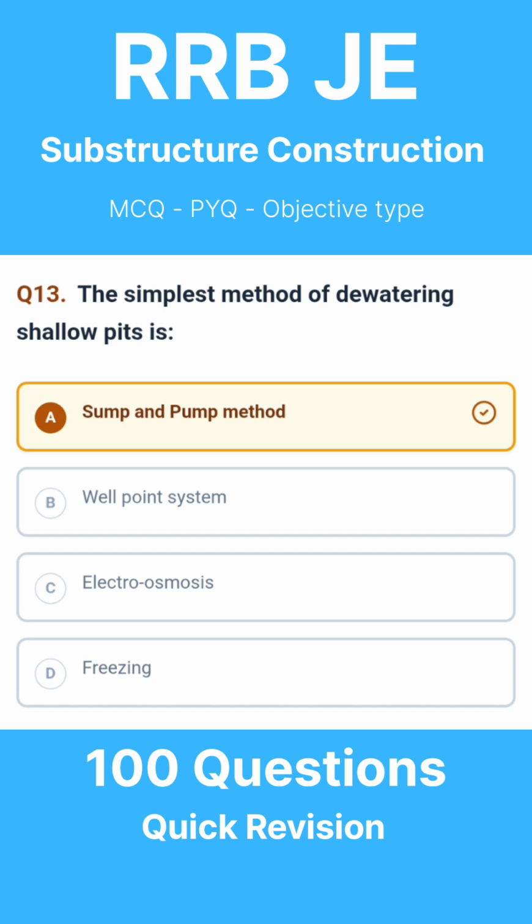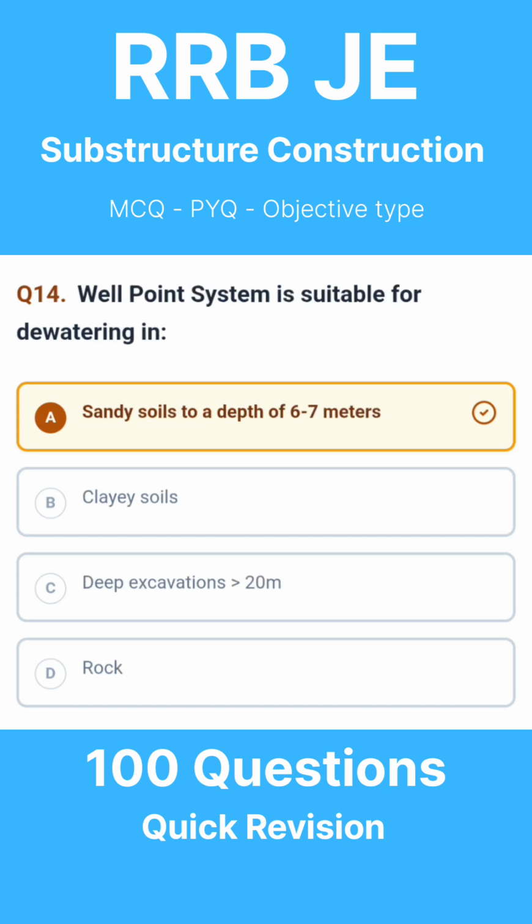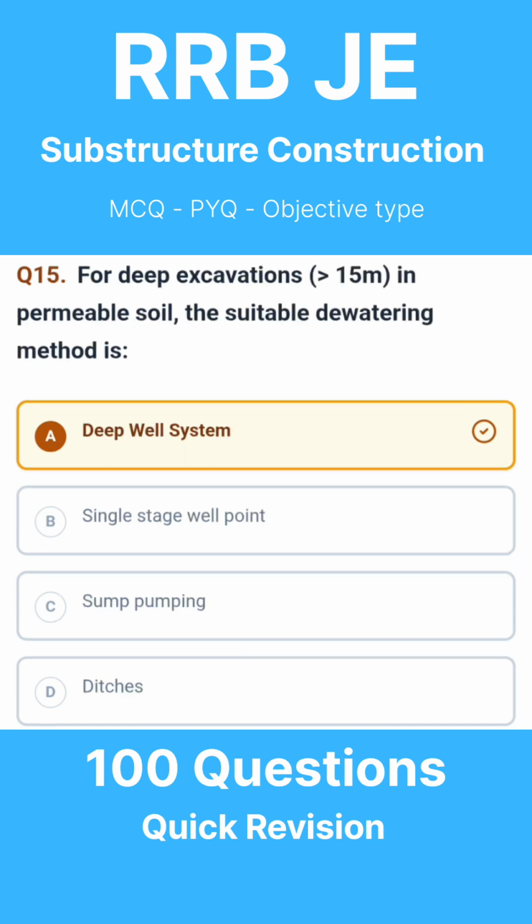Question 13. The simplest method of dewatering shallow pits is. The correct answer is sump and pump method. Question 14. Well point system is suitable for dewatering in. The correct answer is sandy soils to a depth of 6 to 7 meters. Question 15. For deep excavations greater than 15 meters in permeable soil, the suitable dewatering method is. The correct answer is deep well system.